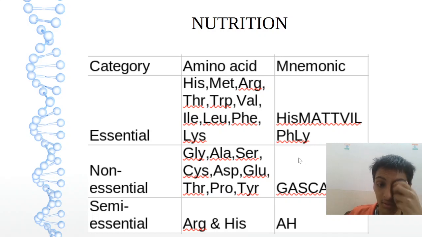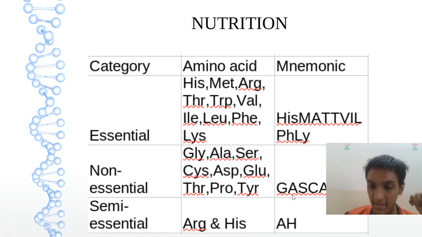Nutrition now. We have the essential, non-essential and semi-essential. Essential. Remember it as his mat will fly. Histidine, methionine, arginine, threonine, tryptophan, valine, isoleucine, leucine, phenylalanine and lysine.